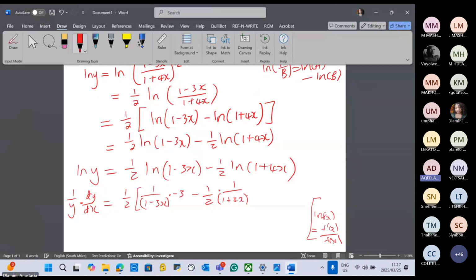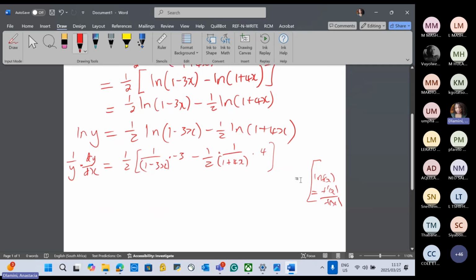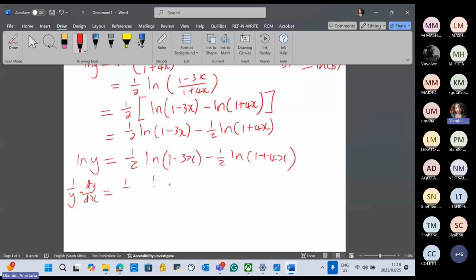If you're taking the half out of both, then you need to do that. Sorry, now I'm looking at what I'm doing. So this is 1 over 2 times 1 over (1 minus 3x) times 3, minus 1 over 2 times 1 over (1 plus 4x) times 4. Am I okay now? Yes.